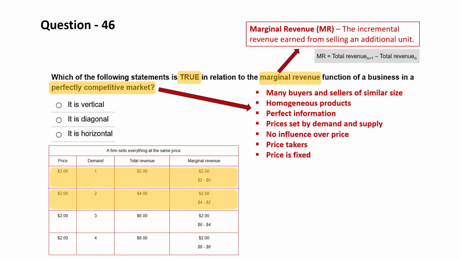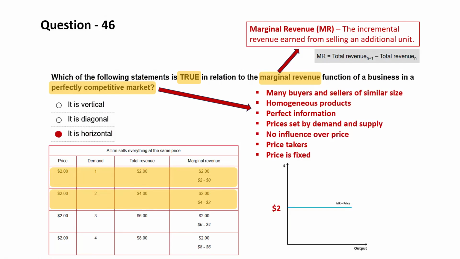Remember that they are price takers, so the price per unit of $2 never changes. This pattern continues at all quantities, so the marginal revenue also remains at $2 at all quantities. On a graph, it would look like this. We have quantity on the horizontal axis and marginal revenue on the vertical axis. Marginal revenue is $2 at all quantities, so the line is horizontal. The correct answer, therefore, is the horizontal line on the graph.